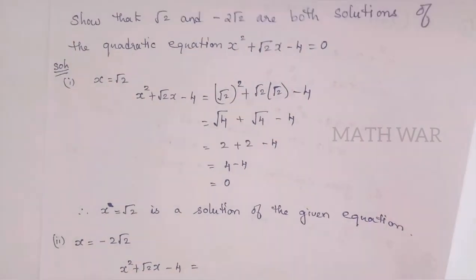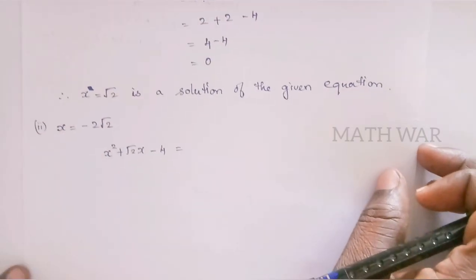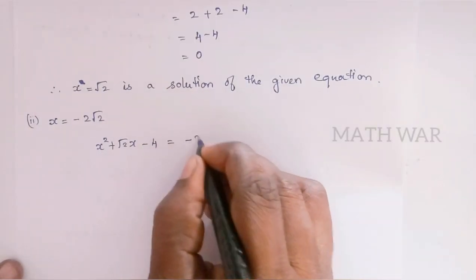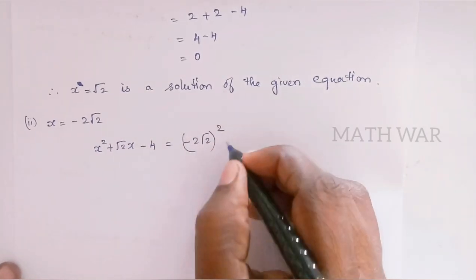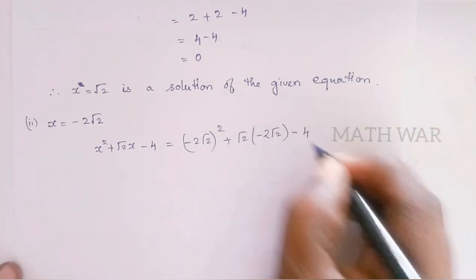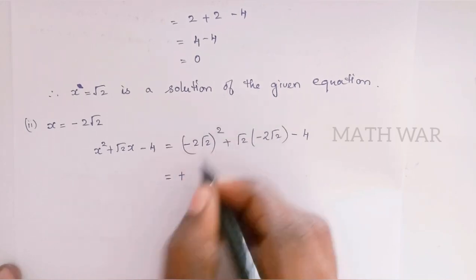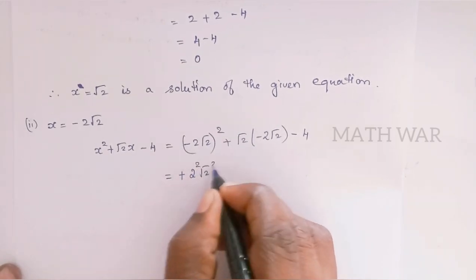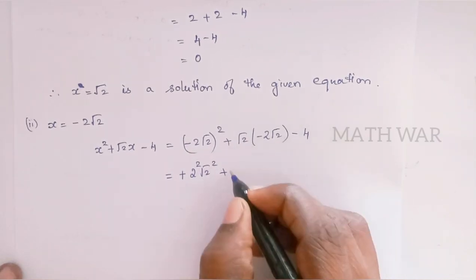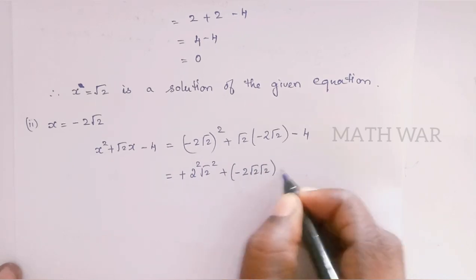Now we are going to check for the next one, −2√2. Whether x = −2√2 is a solution or not, we will check it now. In the place of x, we should substitute −2√2. So (−2√2)² + √2 × (−2√2) − 4. The whole square of a negative will become positive, so we can write it as 2² (√2)², and the minus will come out, so no problem. We can write it as −2√2 × √2 − 4.